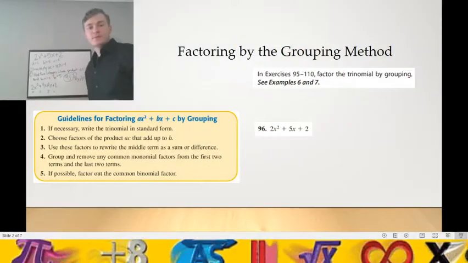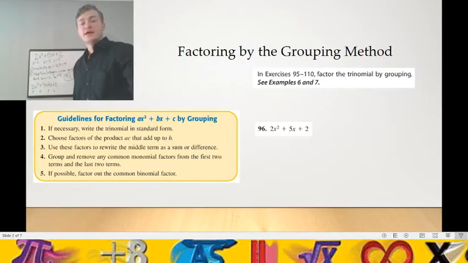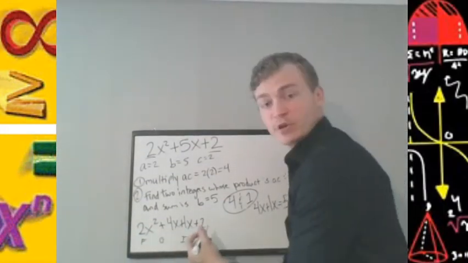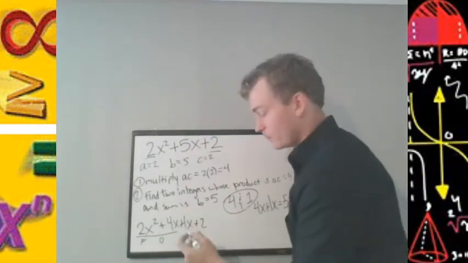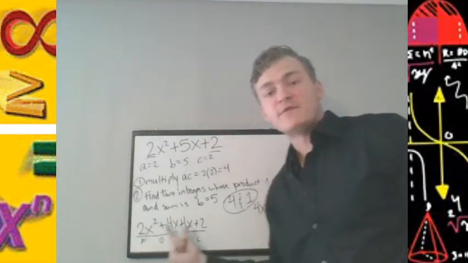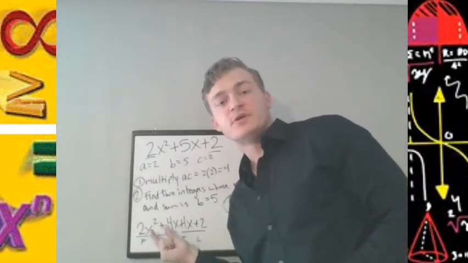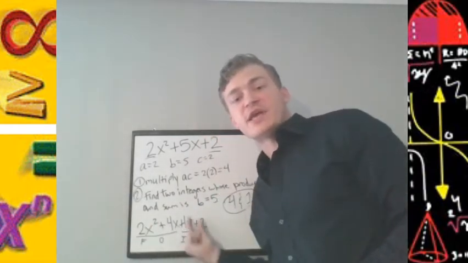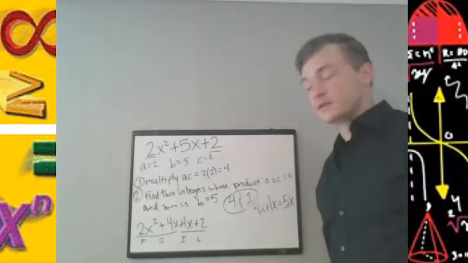Let's go back to the PowerPoint. Step 4, group and remove any common monomial factors from the first 2 terms and the last 2 terms. In other words here, for the 2x squared plus 4x, we're going to group them together. We're going to work with just those two together in a grouping, and then the x plus 2 we're going to group together. For the first grouping and for the last grouping, can you find a greatest common factor for these two terms to move out? And for these two terms, can you find a greatest common factor to factor out? I'll give you a moment there. I'm also going to erase.